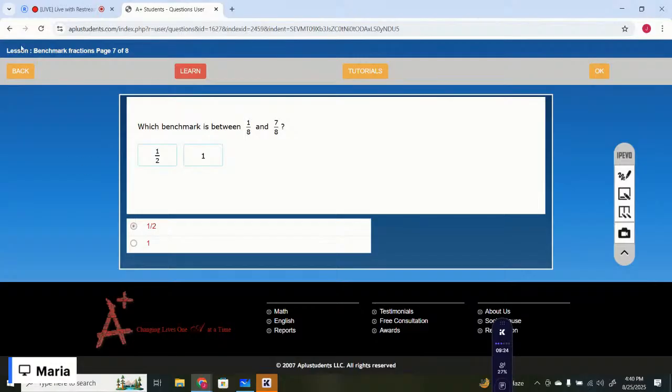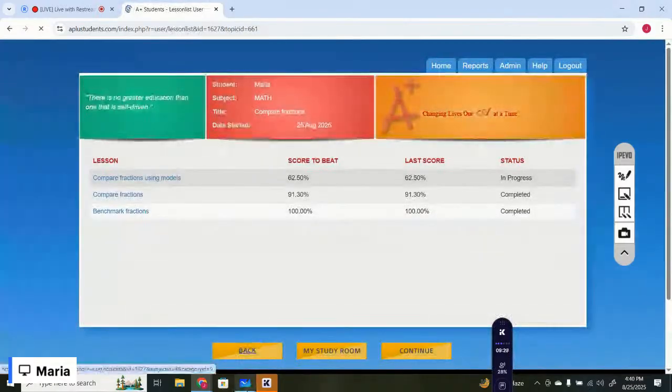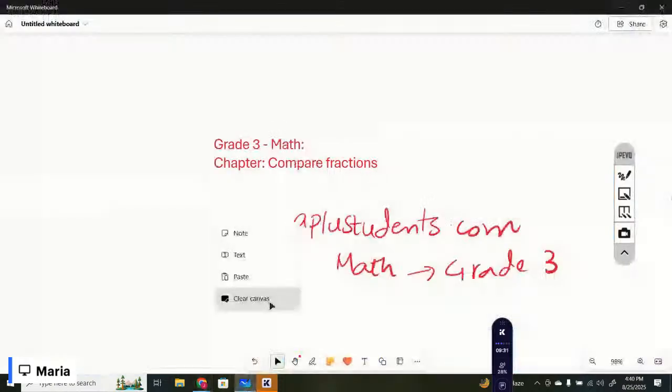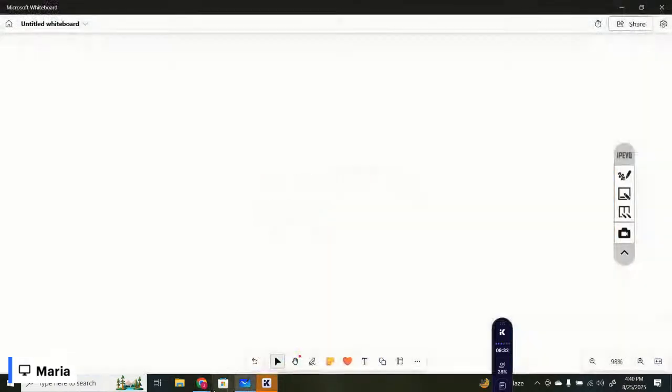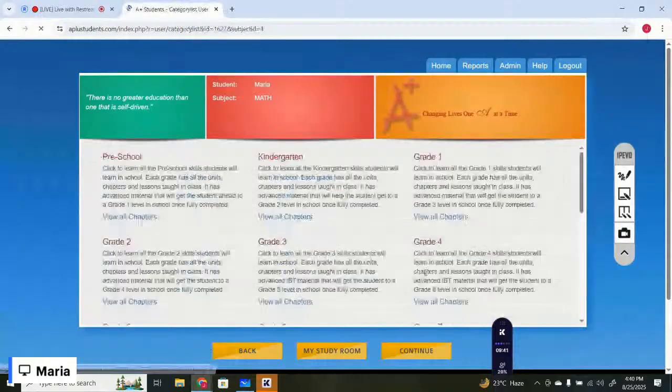Okay, you can complete the lesson by yourself later today. So we were working on grade 3 math. The chapter we were working on is compare fractions. So please make sure before the next session you complete all the practice questions for the lessons we just did. That is your homework.